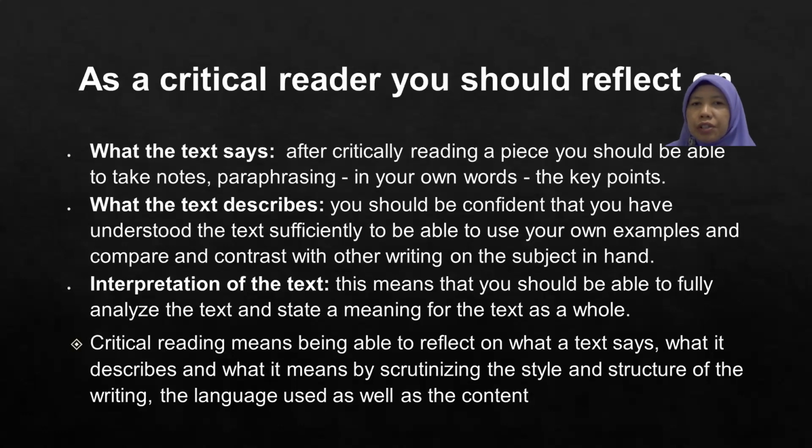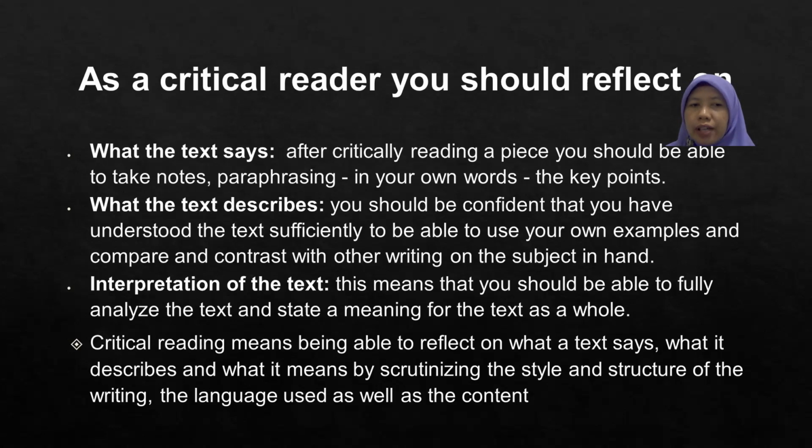So as a critical reader, what should you reflect on? Now, there are some things that you need to take note of. The first is what the text says. After critically reading a piece of text, you should be able to take notes, paraphrase in your own words, or take the key points of the text. The second is what the text describes. You should be confident that you have understood the text sufficiently to be able to use your own examples and compare and contrast with other writing on the subject in hand.